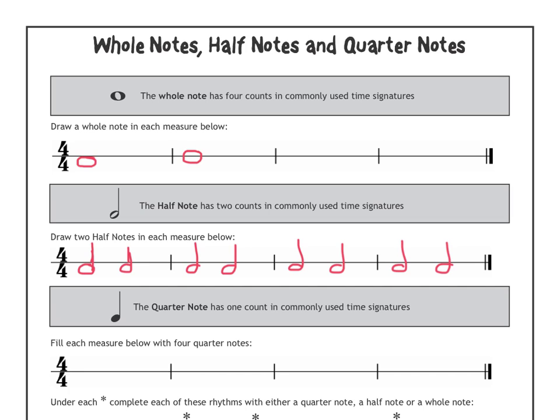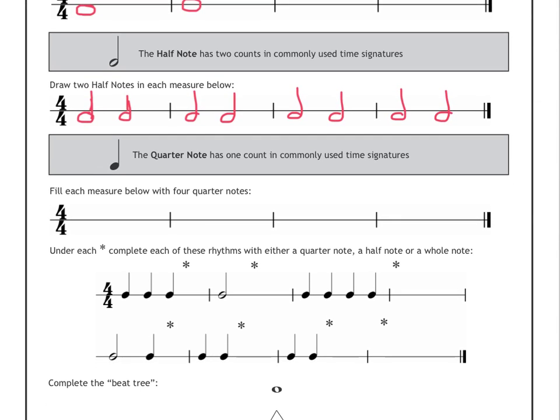And then finally, we have quarter notes. Quarter notes get 1 count each, so they go faster. They take up less time. They don't last as long, which is why you need 4 quarter notes in each of these bars. Make sure it's a filled in dot, all the way through, and you're going to carry that on all the way through.